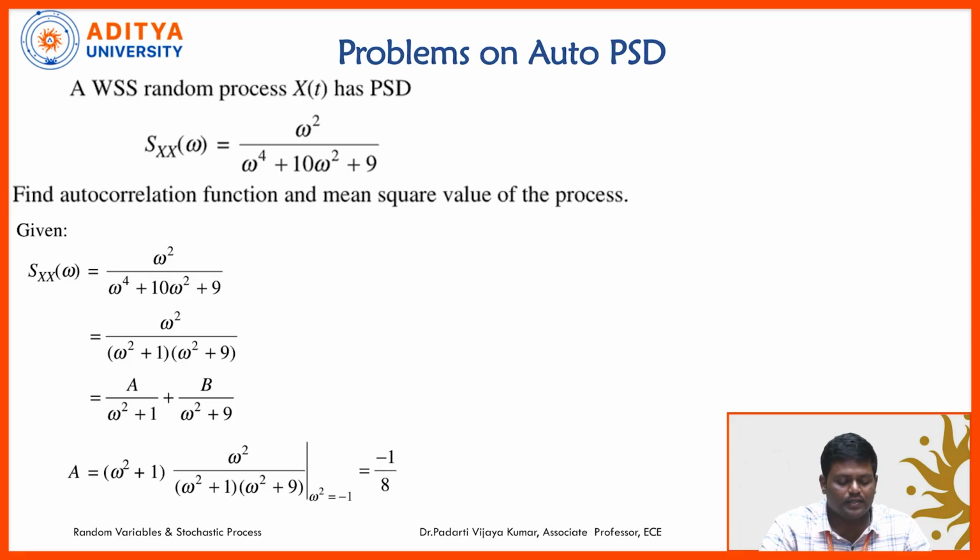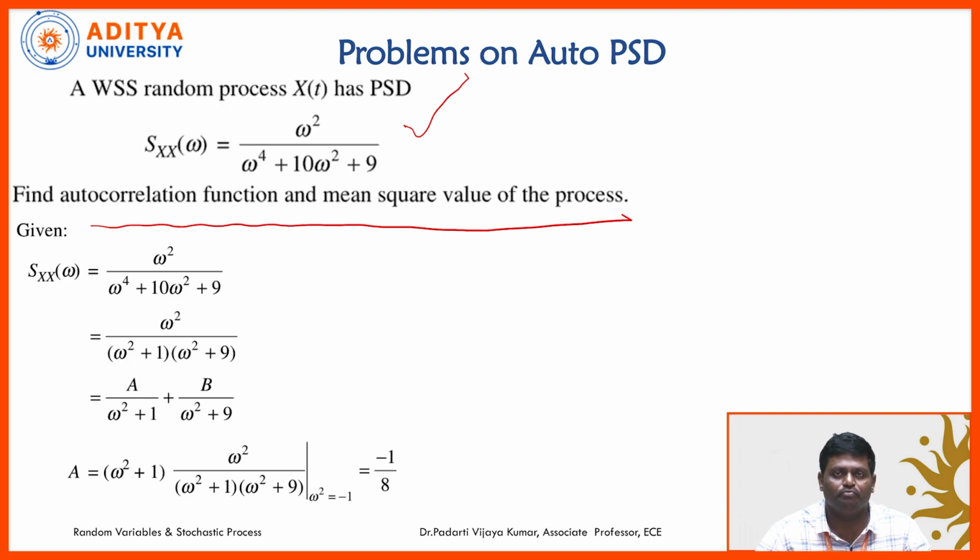Now the power spectral density function is given to us. We are asked to compute the autocorrelation function and mean square value, which is nothing but average power. The power spectral density and autocorrelation function are related as Fourier transform pairs. What we will do is, firstly, apply partial fractions for the power spectral density.